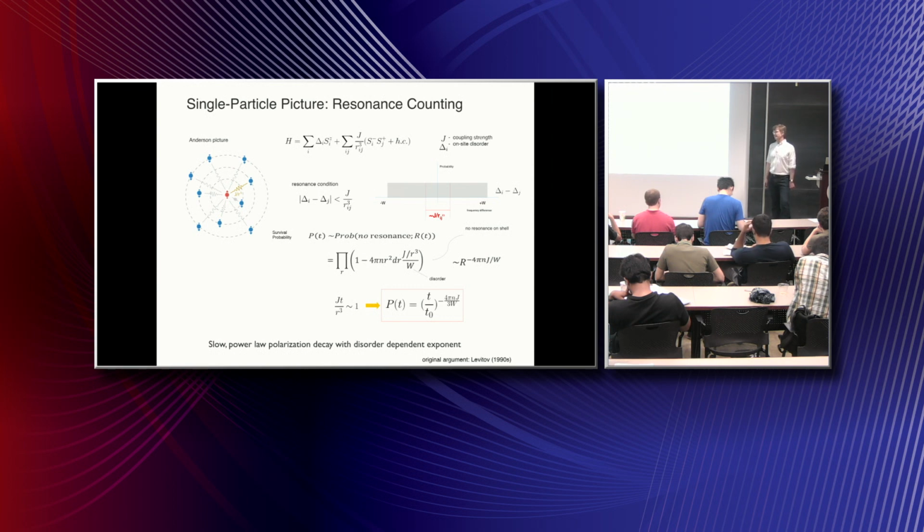Is this exponent correct, or is that just approximate? 4 pi over 3. Yeah, this is for a single particle problem. You can just solve it, and that's exactly the answer. And that's the exponent that you get.